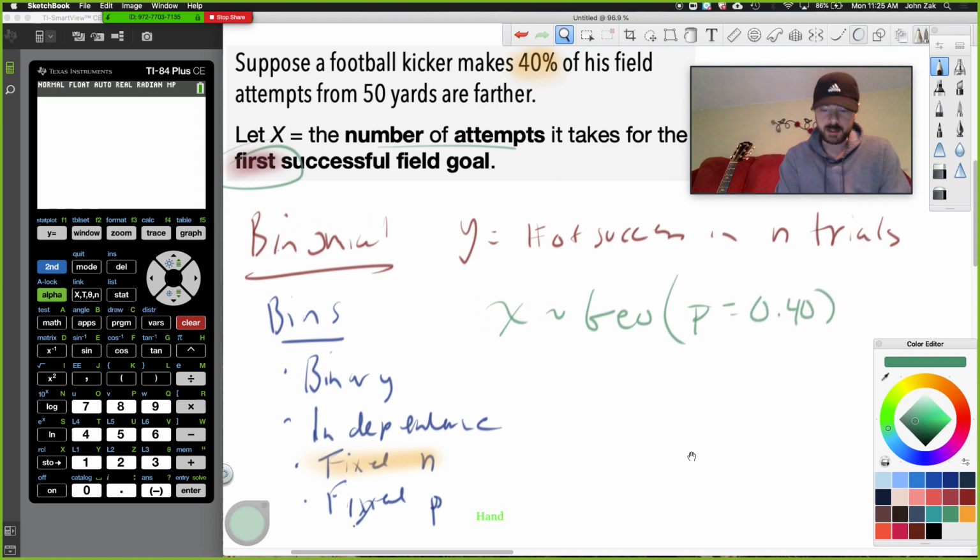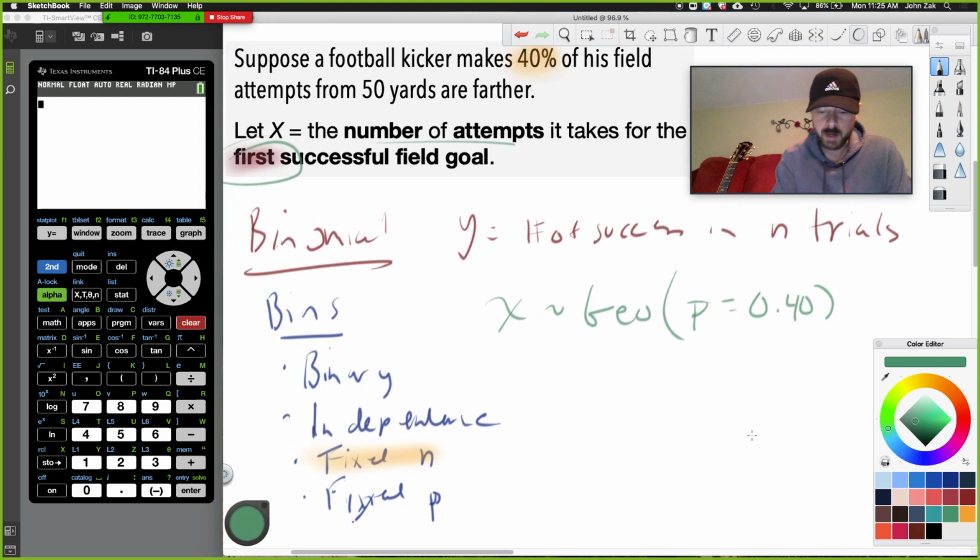And so then we could calculate probabilities based on this. You might wonder, what's the probability that X equals 1? That would mean the probability that someone kicks the field goal in their first attempt.